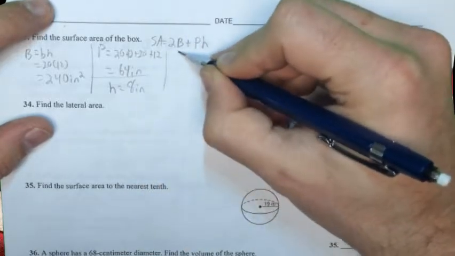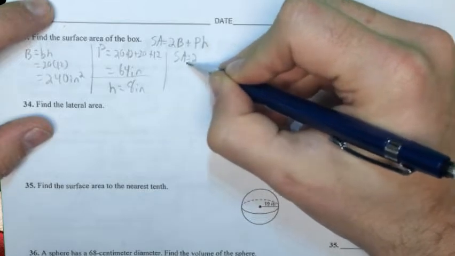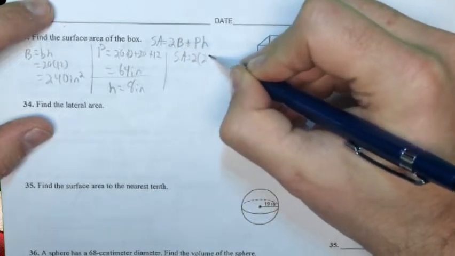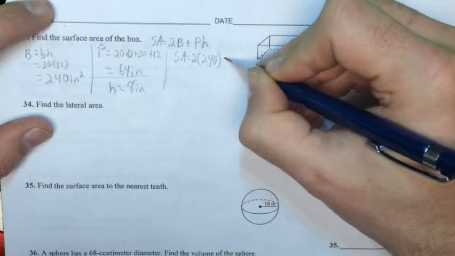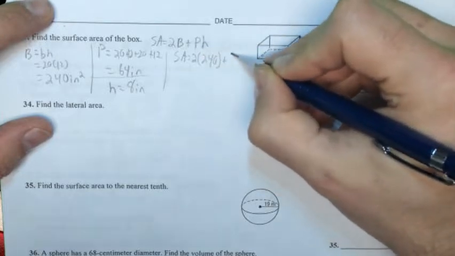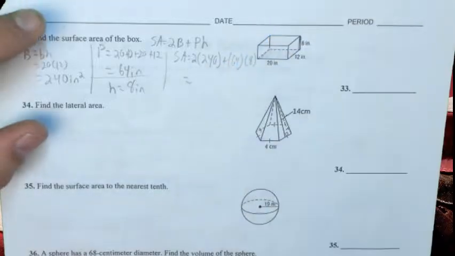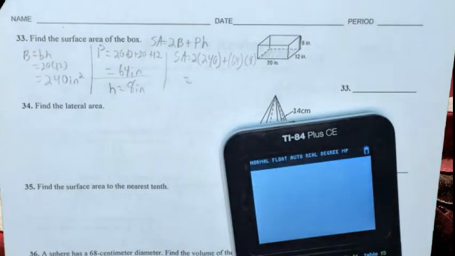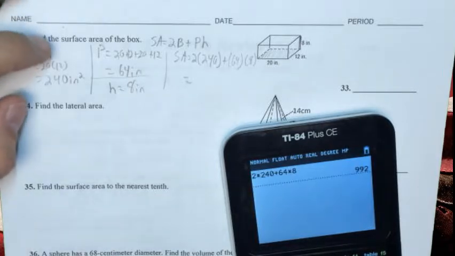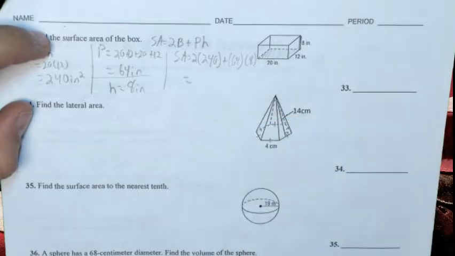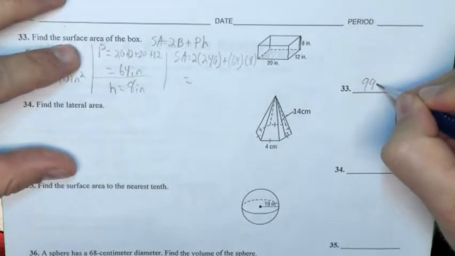And now surface area, 2 times the area of the base, which is 240, plus perimeter of the base is 64, times the height is 8. 2 times 240 plus 64 times 8, 992 inches squared.